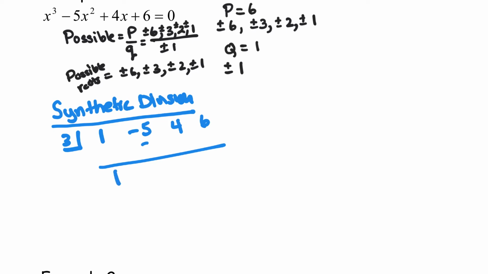3 times 1 is 3. Negative 5 plus 3 is negative 2. 3 times negative 2 is negative 6. 4 plus negative 6 is negative 2. 3 times negative 2 is negative 6. And that tells us that it's a factor, which in this case is a root. So my first root is x equals 3.